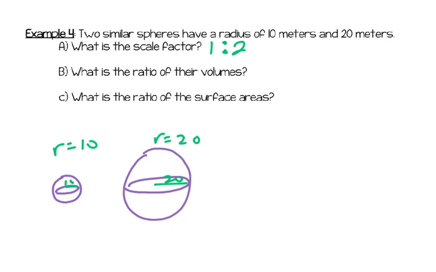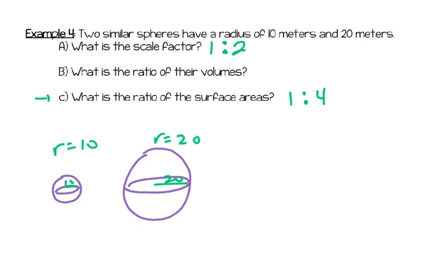Now it says, what is the ratio of their volume? So if you remember, actually let's go to C first. So we did area earlier a couple lessons ago. The ratio of the surface area, so if you're going to cover the ball, you're going to take the scale factor and you're going to square. So 1 to 4. So it's going to take 4 times as much paint or paper or whatever to cover the large sphere as it will the small one. Not just twice as much. It's going to be 4 times as much.